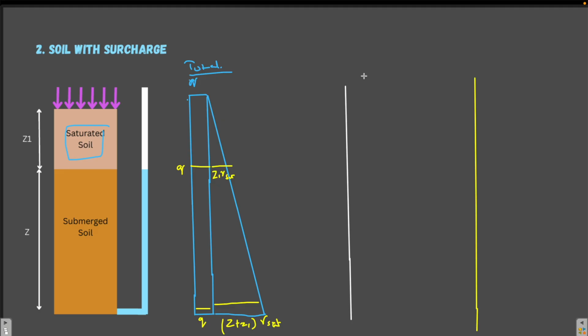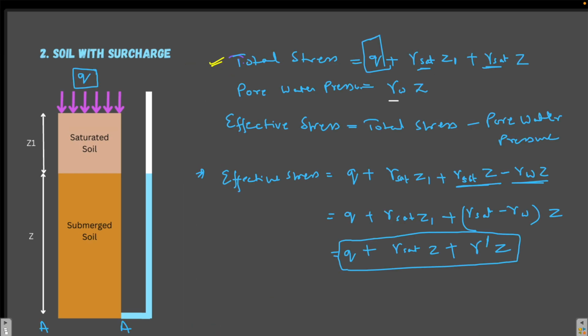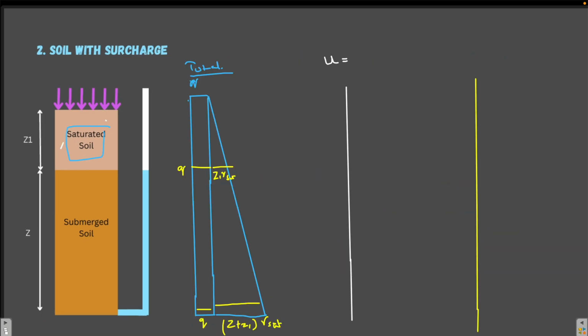Now you see what the pore water pressure is. This diagram is for water, for pore water pressure. Pore water pressure is how much? Gamma W into Z, right? It is not acting over here because there is no water in the piezometer above the level of Z. So pore water pressure will start at the level of Z, and it will increase linearly and become gamma W into Z. This is the pore water pressure.